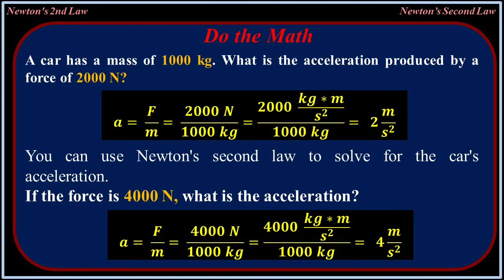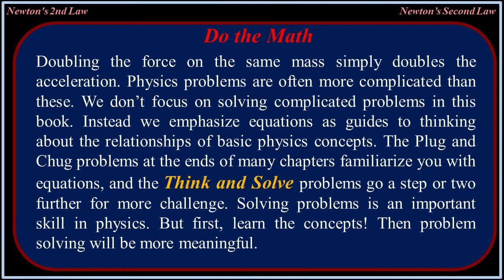A car has a mass of 1,000 kilograms. What is the acceleration produced by a force of 2,000 newtons? So that's going to be 2 meters per second squared if you follow the calculations there. I don't want to get too bogged down on reading what you can easily read yourself. You can use Newton's second law to solve the car's acceleration. If the force is 4,000, what is the acceleration? Well, it'll be 4,000 divided by 1,000, or 4 meters per second squared. Doubling the force on the same mass simply doubles the acceleration.